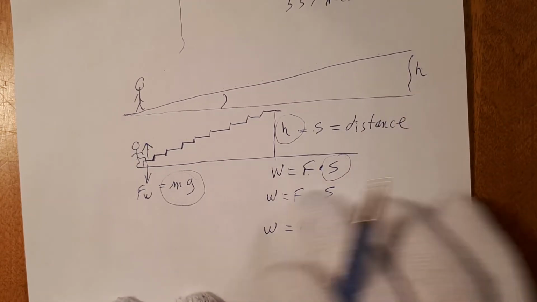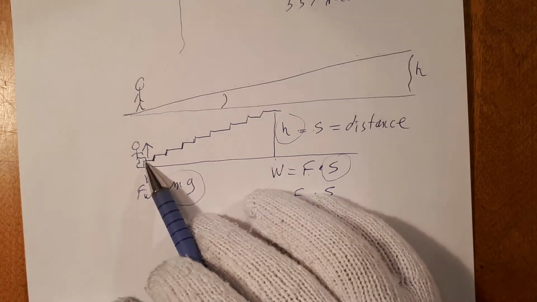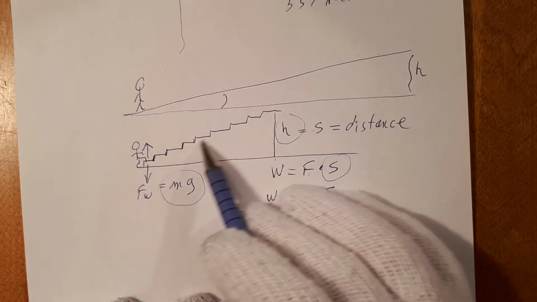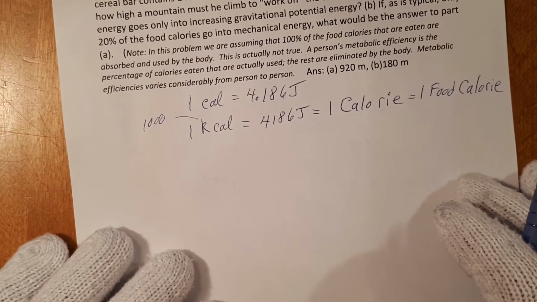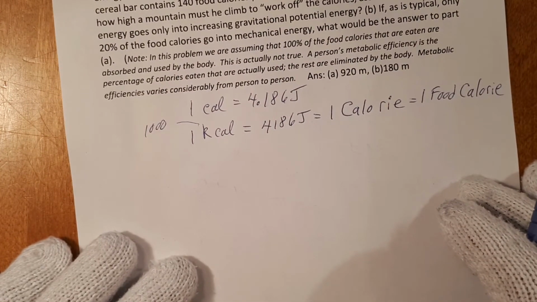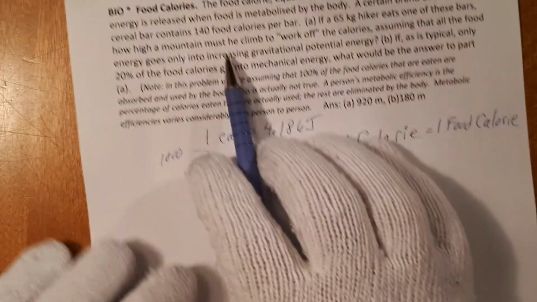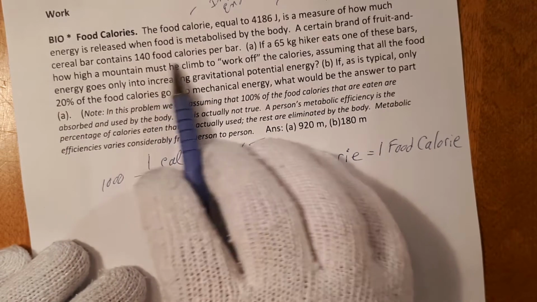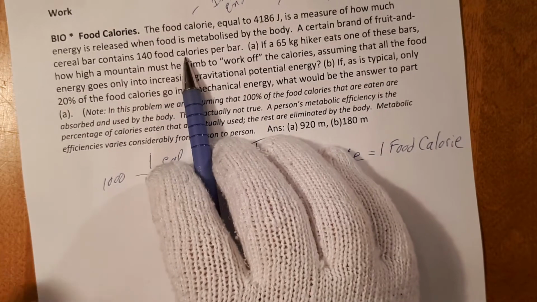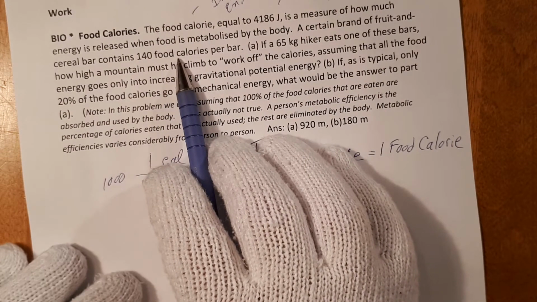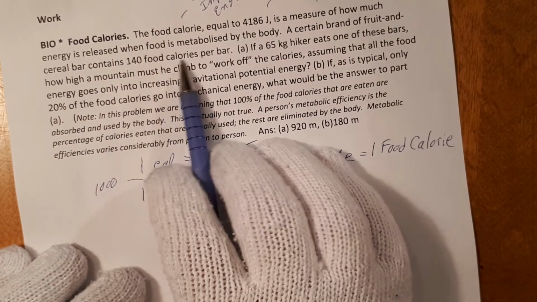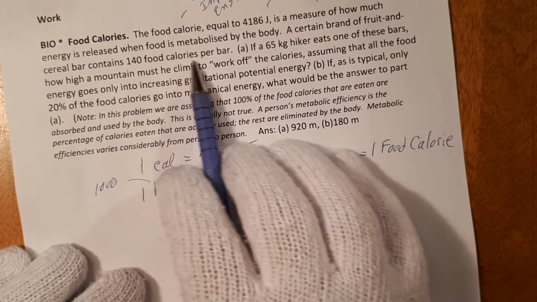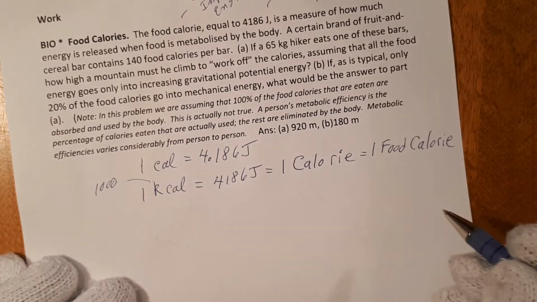All right, now that we have an idea of what the question is asking us, let's go back and solve. So we're given some information regarding the chocolate bar, or the fruit bar, and how much energy is in this fruit bar that the individual needs to work off. And let's do some conversions.